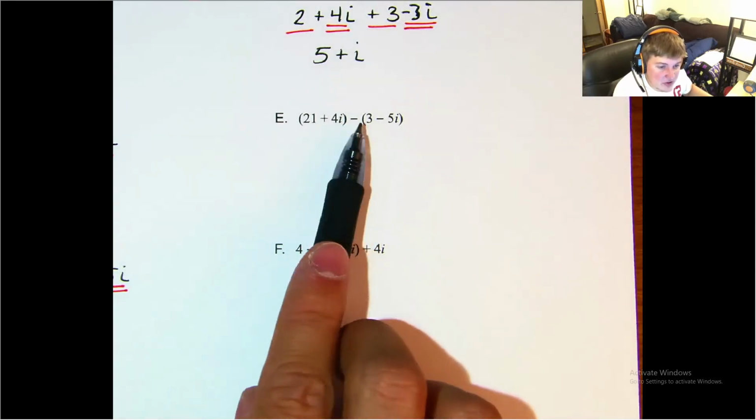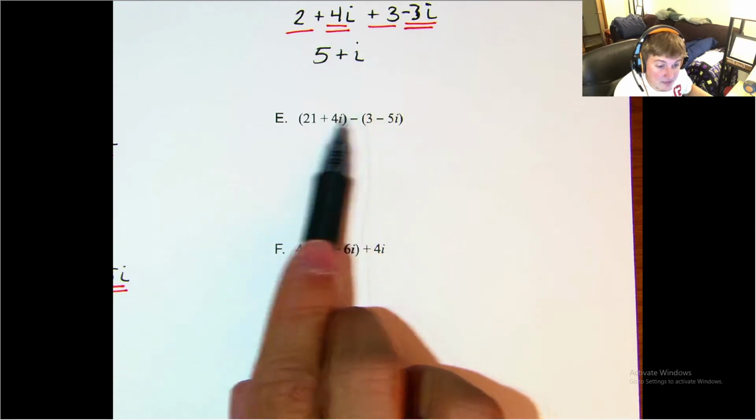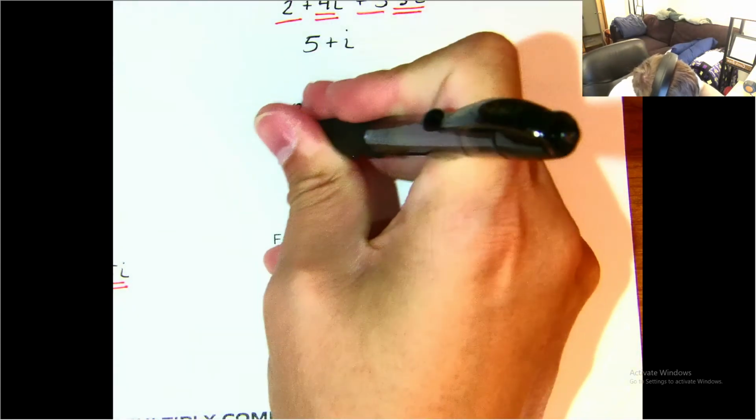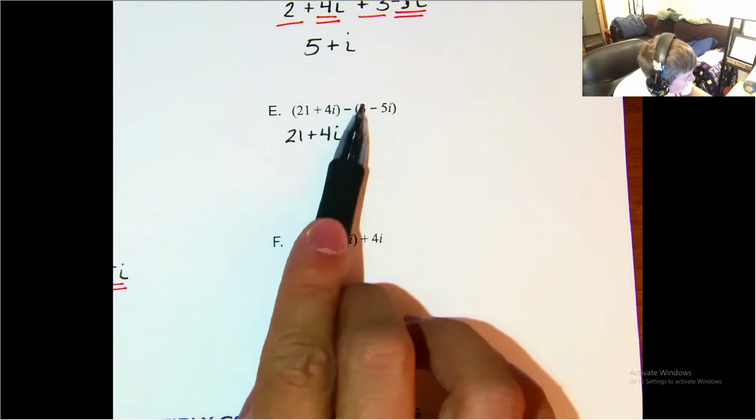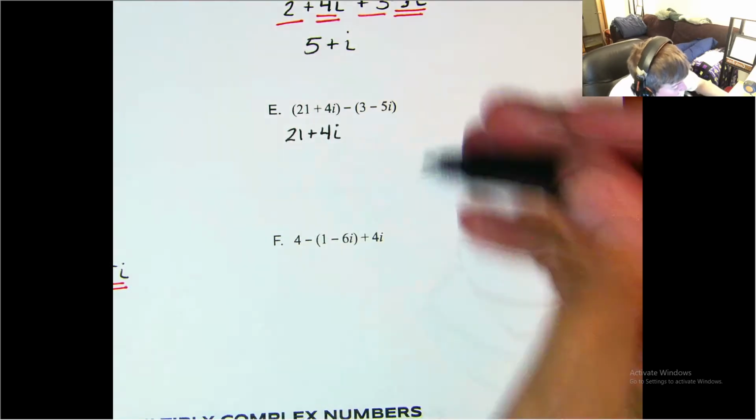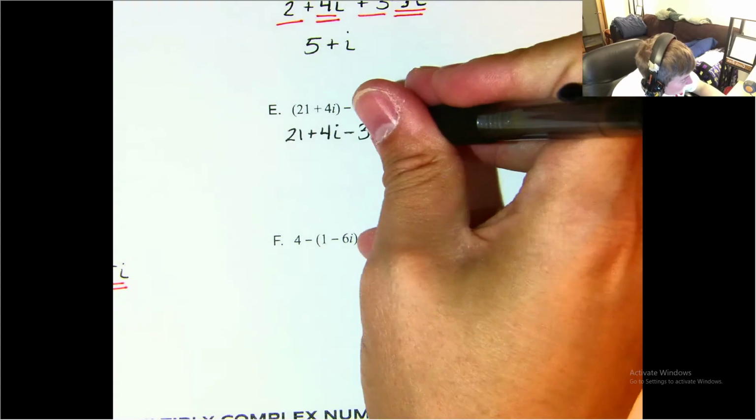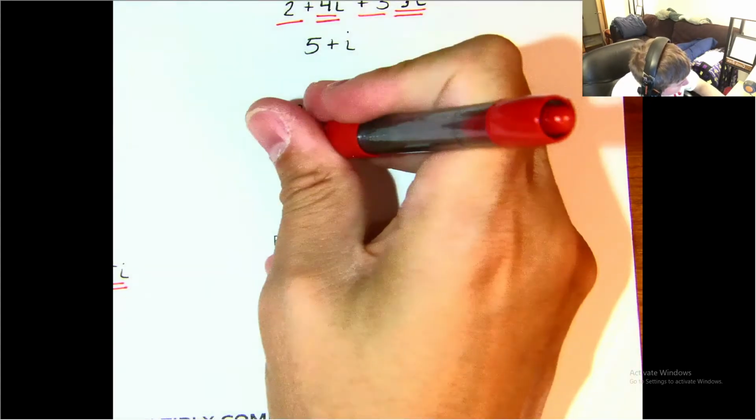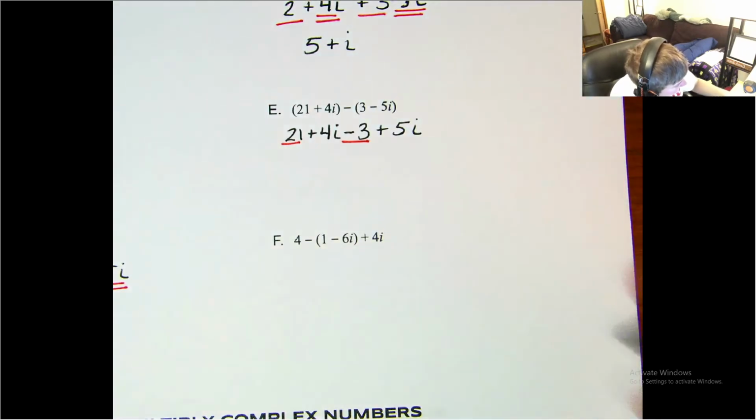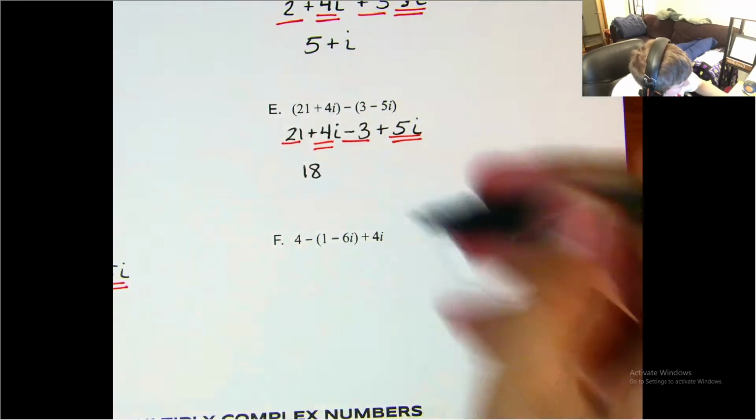E does have some work required to subtract or drop these parentheses. Okay, so the first one, though, it's kind of a freebie. I get to leave those. But then I have to subtract this entire second one. So I'm subtracting 3 and I'm subtracting negative 5i. Subtracting 3 and subtracting negative 5i would be the same as adding 5i. Okay, and so then now I can combine parts that are alike, such as 21 and negative 3 to get 18. And then 4i and 5i would combine into 9i.